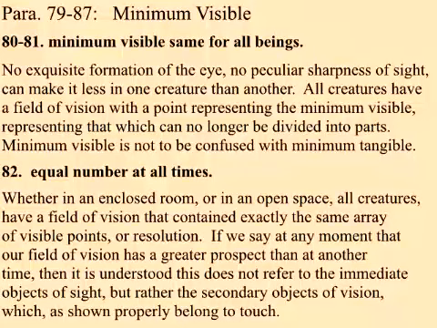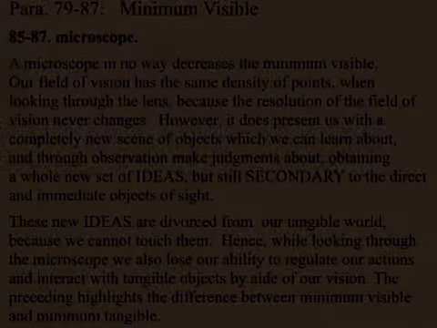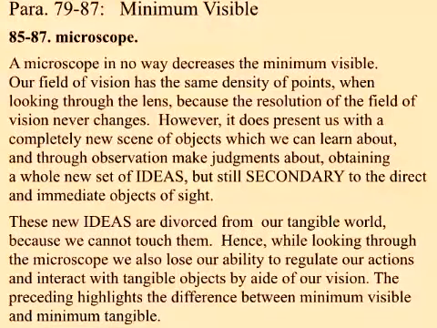And he even theorizes that this minimum visible is the same for all creatures that have sight, whether it's a flea or an elephant. And you can read that argument starting in paragraph 80, going through to 82. Then in paragraph 85, he brings up the very interesting subject of a microscope. And a microscope in no way decreases the minimum visible. Our field of vision has the same density of points when looking through the lens because the resolution of the field of vision never changes, as I previously stated.